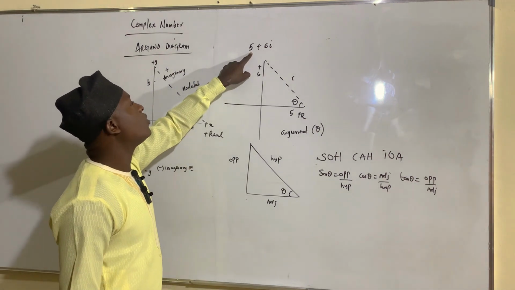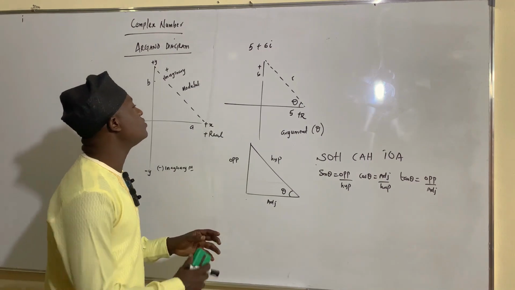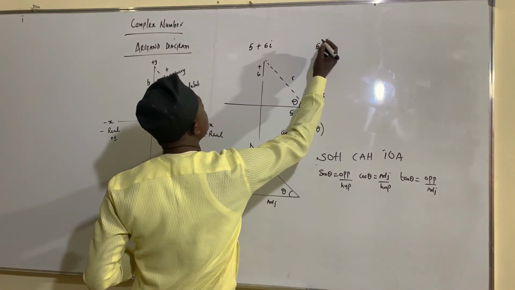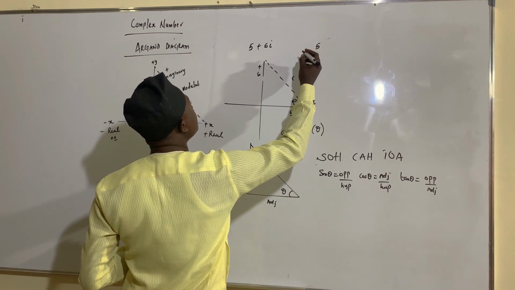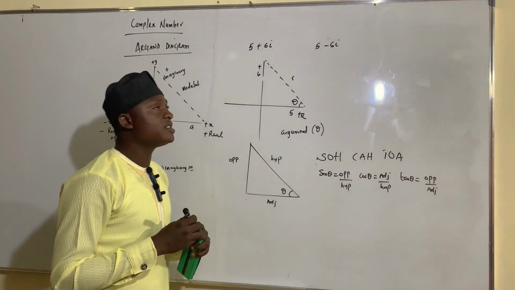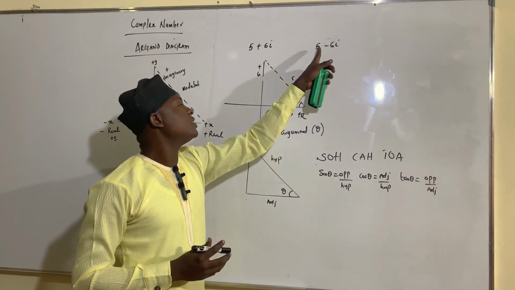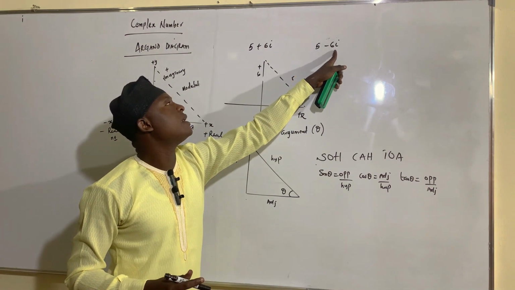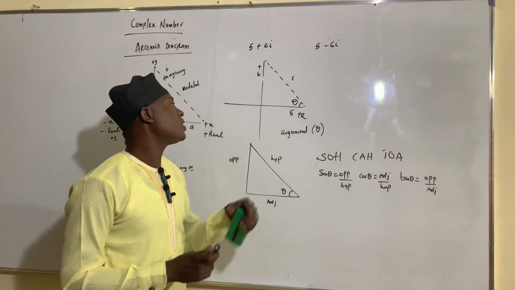I represent this value on it. So with this, let's say they change the value. Let's say we have 5 minus 6i, for example. You can see that in this number the real number remains positive, but now the imaginary number becomes negative. That means this diagram will change.